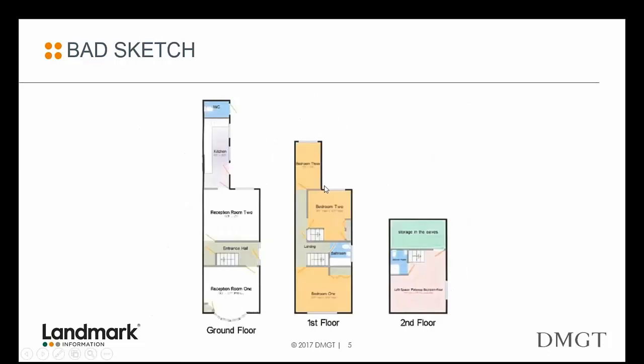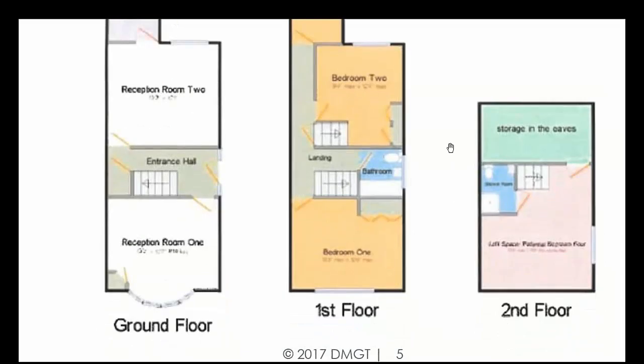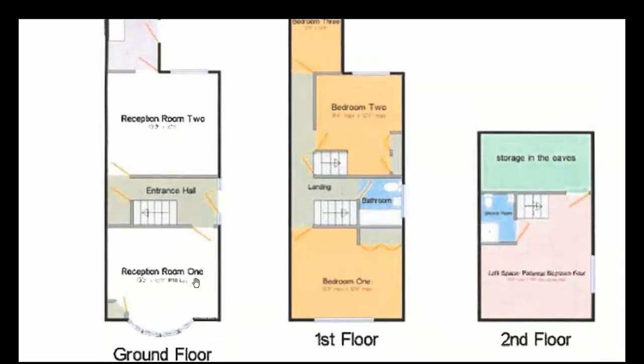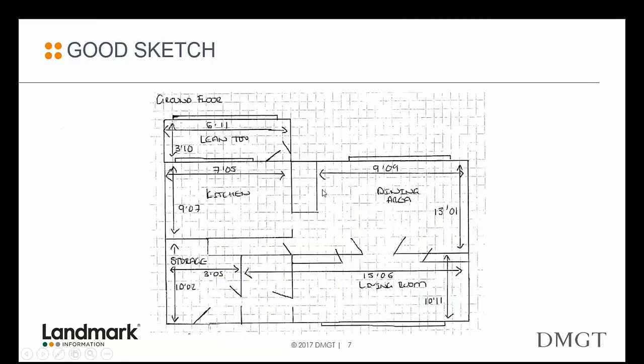The next one is an example that someone's probably downloaded from the internet or copied from the internet. We can make out the room names, but when we try and zoom in a little bit and pick up the room sizes, you just can't do it. We can draw most of it accurately, but we just haven't got the room sizes there. So that one would have to be rejected. We just need a simple, clear sketch for us to work to.